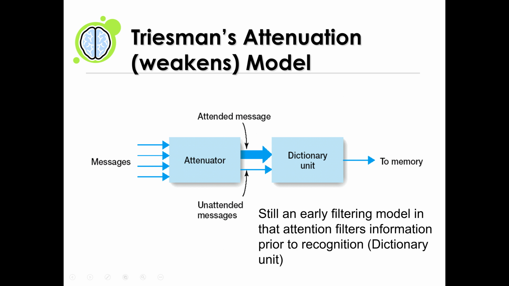So essentially what this is calling for, this whole Treisman idea, is what's known as attenuation. Attenuation is weakens, so a message is weakened. It's not necessarily abolished, it's just weakened.